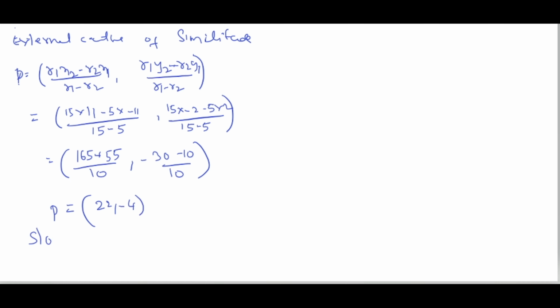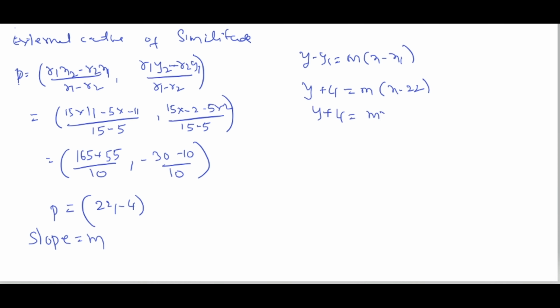We don't know the slope of the direct common tangent. This is taken as small m. So in point-slope form, the equation of the direct common tangent is y minus y1 is equal to m of x minus x1. That is y plus 4 is equal to m into x minus 22. So y plus 4 is equal to mx minus 22m. Therefore mx minus y minus 22m minus 4 is equal to 0. This is a common tangent to both the circles.